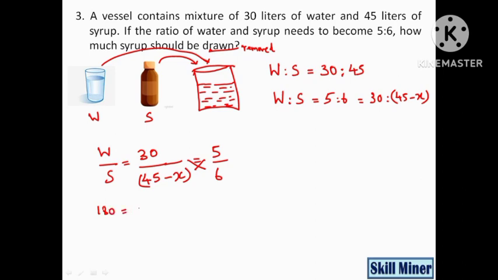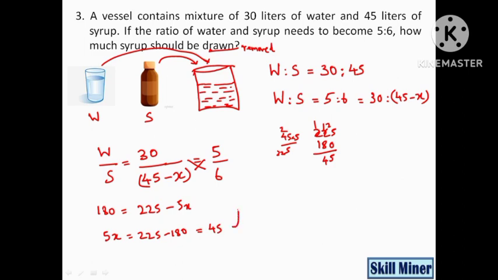180, 45 5s are 225 minus 5x. 5x is equal to 225 minus 180. This is giving me 45. So x will be 45 divided by 5, which is equal to 9.